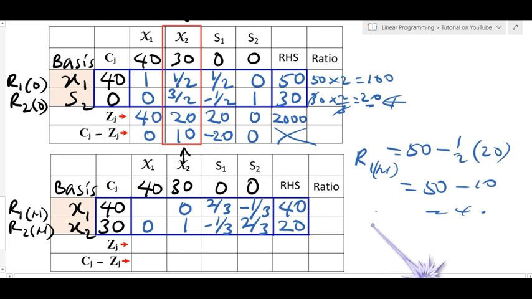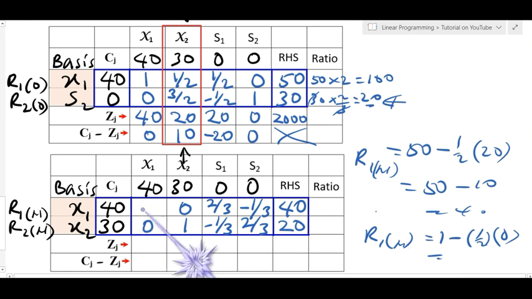That's it. The next thing from this, we still need the value here. Let's come here as well. To get the value here, R1 new is equal to what? R1 old, which is 1, minus x. Our x is 1 over 2, which is a factor, into the pivot row. This is our pivot row element here, which is 0. That will give us 1 minus 0, which is 1. So at this point, it is 1.